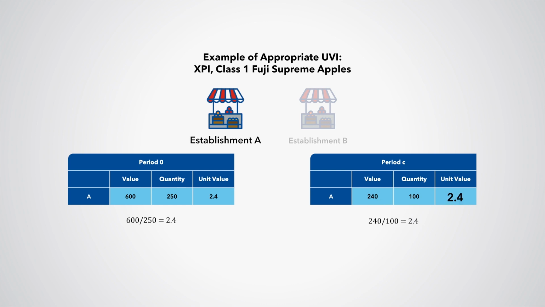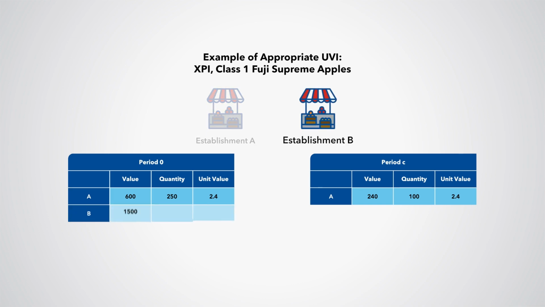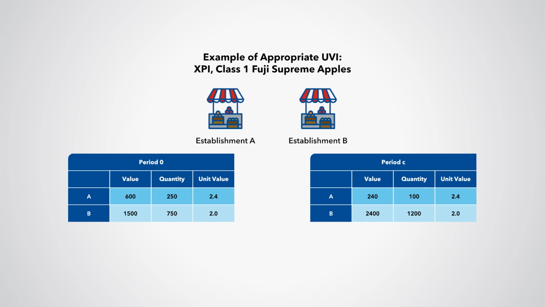The unit value works out to $2.40 per apple, indicating no change in price. Similarly, the unit value for establishment B works out to $2 in both period 0 and in period C, again indicating no change in price. Most price indexes would report no change in price between period 0 and C, but the unit value index tells a different story. Let's explore more.